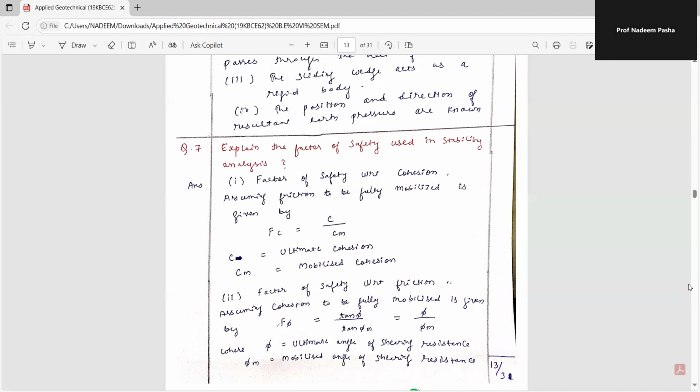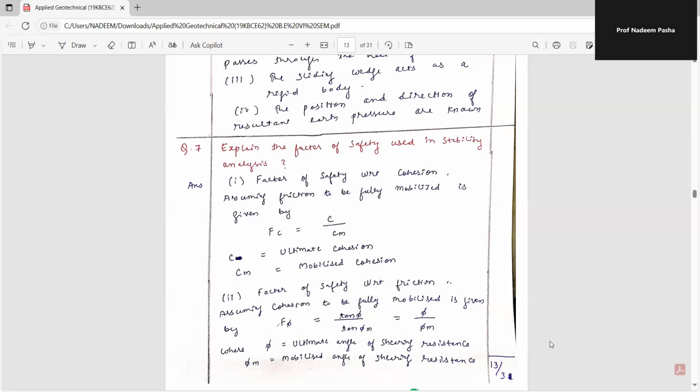The factors of safety using stability analysis. So the factor of safety with respect to cohesion, assuming friction to be fully mobilized: Fc equal to c by cm, where c is the ultimate cohesion and cm is the mobilized cohesion. Factor of safety with respect to friction, assuming cohesion to be fully mobilized: F phi equal to tan phi by tan phi m, or, as tan gets cancelled, phi by phi m.